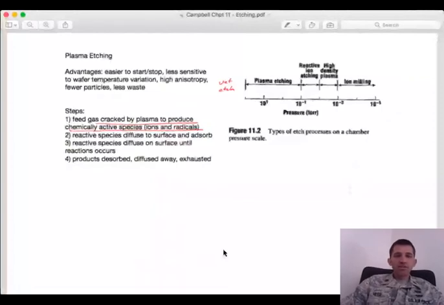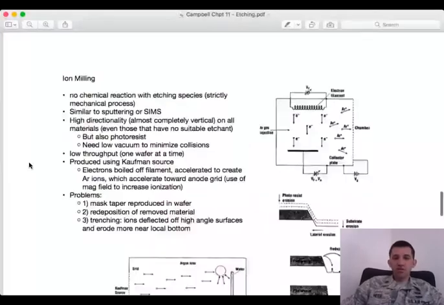And so that takes an endothermic reaction and suddenly makes it exothermic, which greatly increases the rate. And so we're going to care about, since we have these collisions driving the reaction, the flux, right? So if we have a higher flux, we're going to have a higher etch rate.